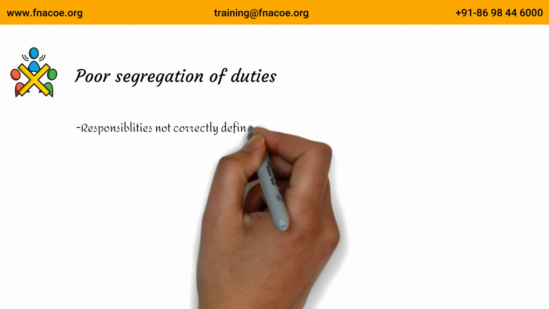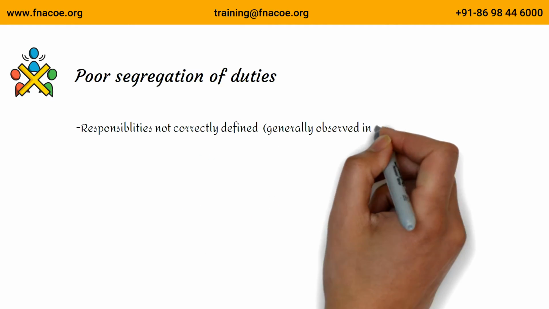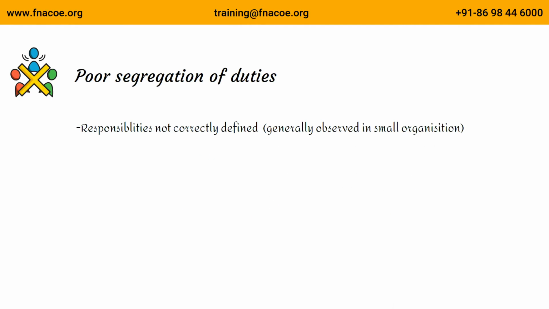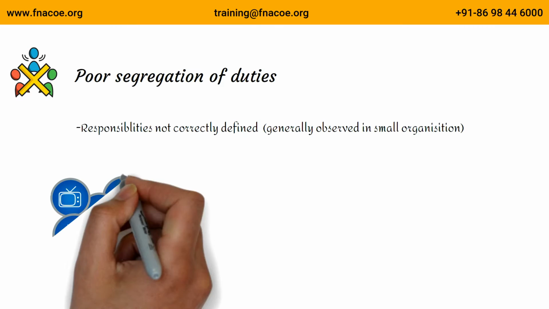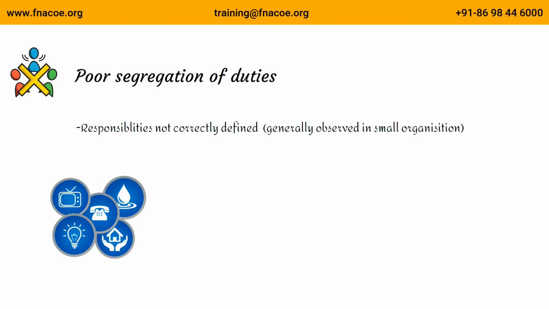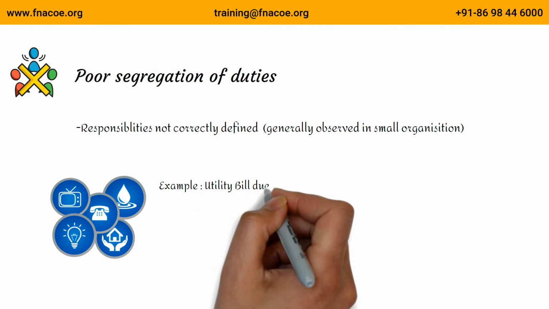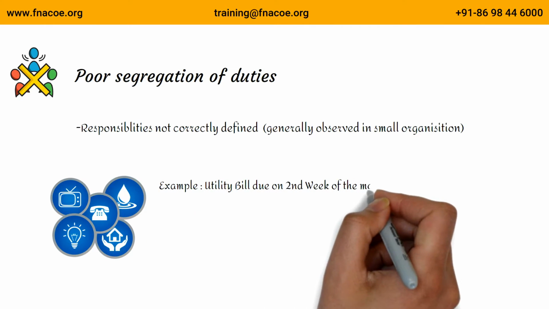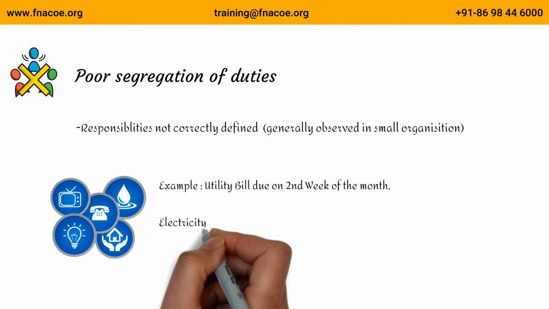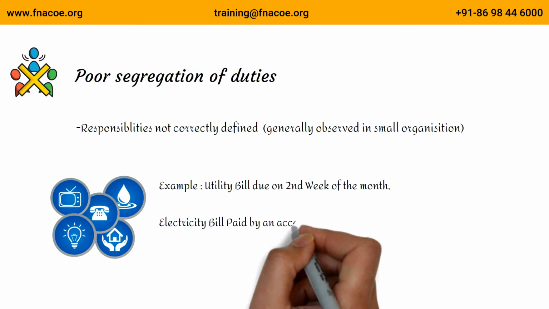Poor segregation of duties. This means the roles and responsibilities of the accounts payable team are not correctly defined. Such issues are generally observed in small organizations, where there are a limited number of controls and processes are semi-automated or manual.